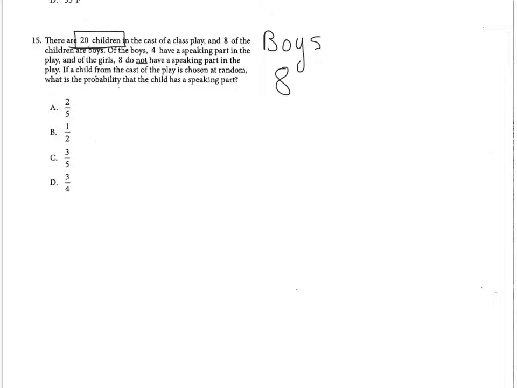So, how many girls? Okay, so do we know, Brandina? Yes, it's 12, right? Boys, girls, 20 together? Yeah, great, awesome. So, of the boys, 4 have a speaking part in the play. Okay, so 4 speaking part. So, they're going to be saying something in the play. And of the girls, this is speaking part.